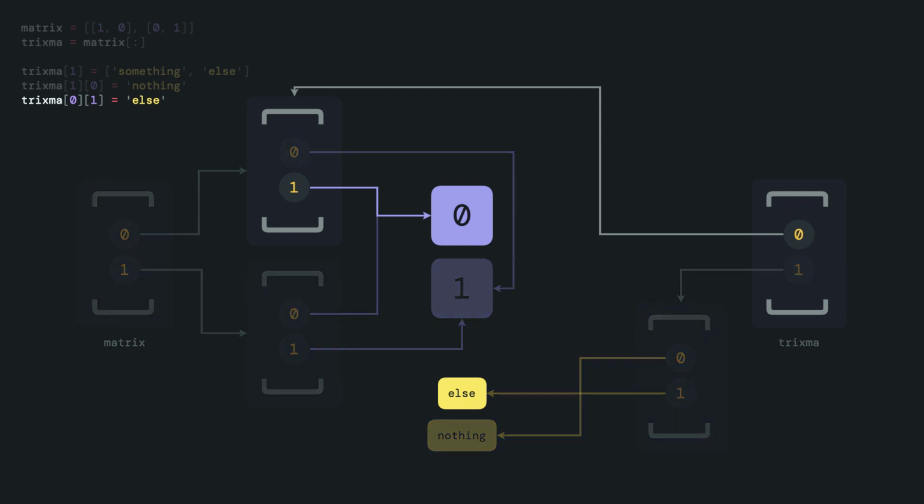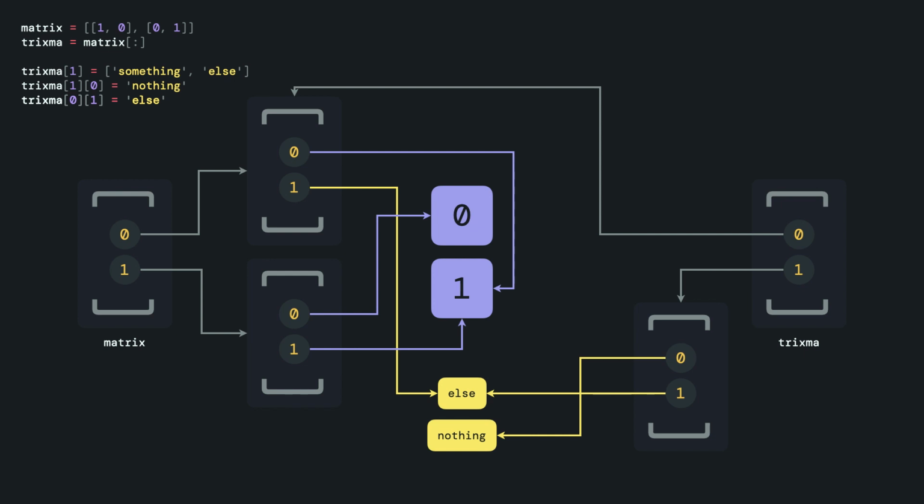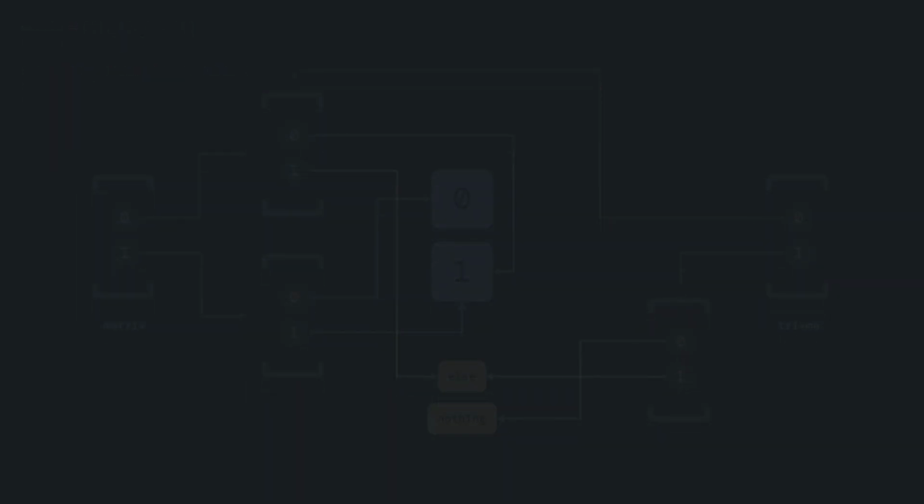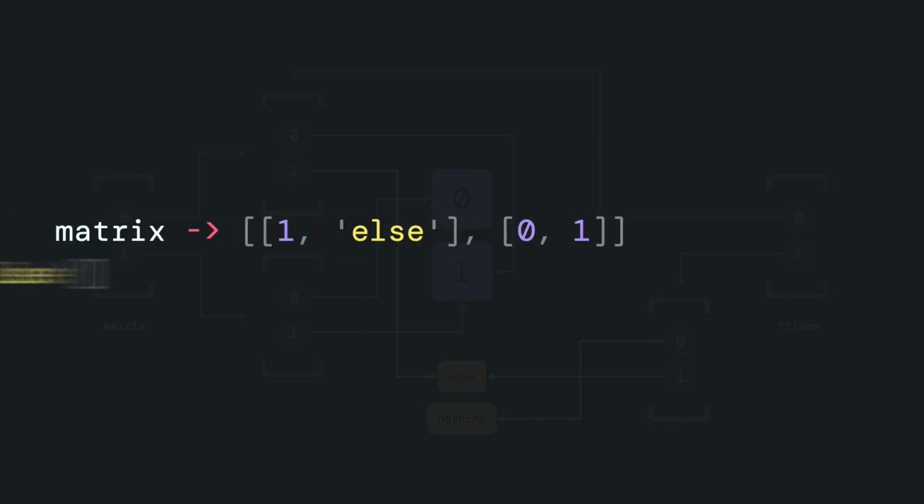Similar exercise, trixmo of 0, 1 will be made point to else. Now, this did mutate the value in matrix. This is the final state after the execution of all those statements. And these will be the contents of matrix and trixmo.